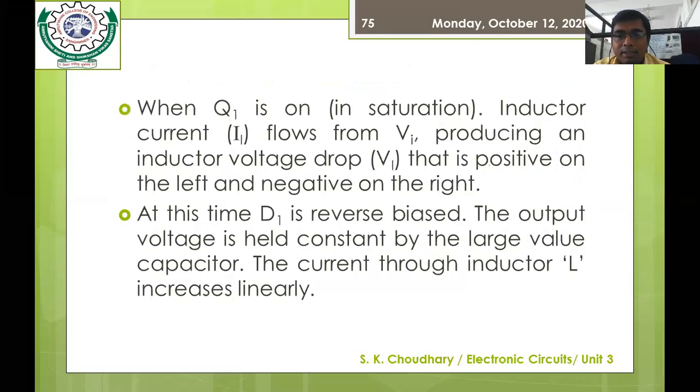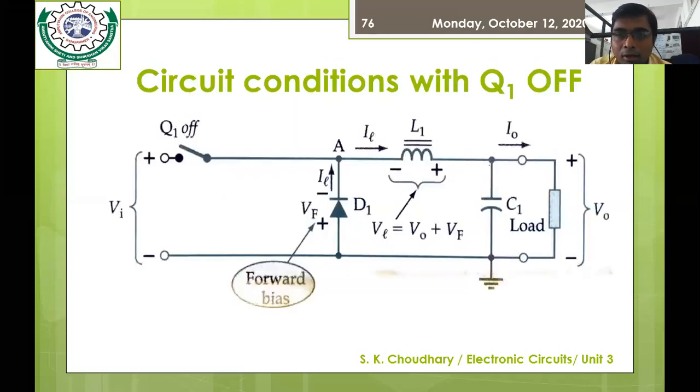The second mode is when it is in the off state. This is the circuit diagram for the off state. Now the time is very short. So in the next lecture, we will discuss the remaining function of this buck converter, and we will also learn about the boost converter.